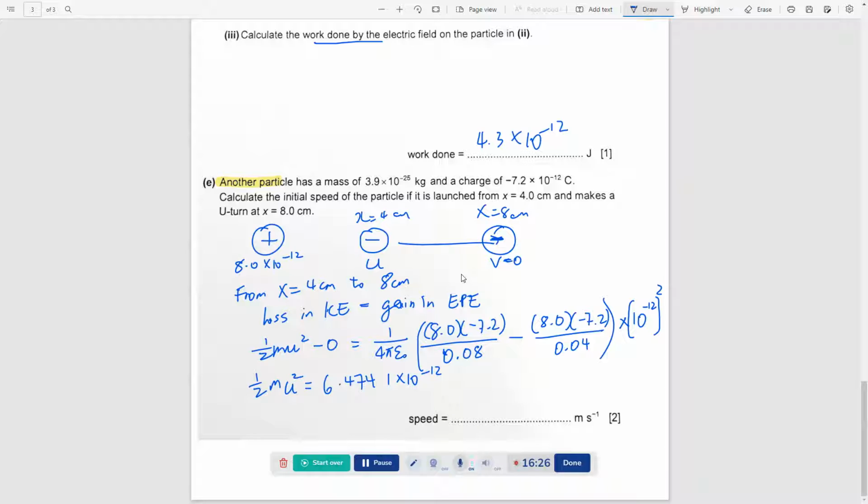Then we find the speed: times 2 divided by the mass, which is given as 3.9 times 10 power minus 25 kg. Then remember the square root. I get around 5.76, maybe put 2 SF, but I will put the full one first: 5.762 times 10 to the power of 6, which is approximately 5.8 times 10 to the power of 6 meters per second. So that will be the final answer here.